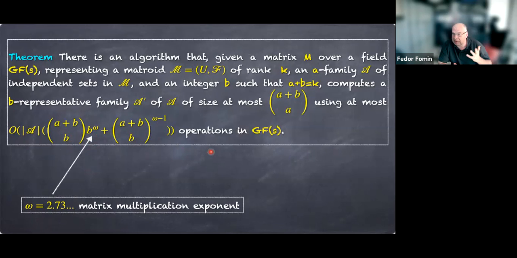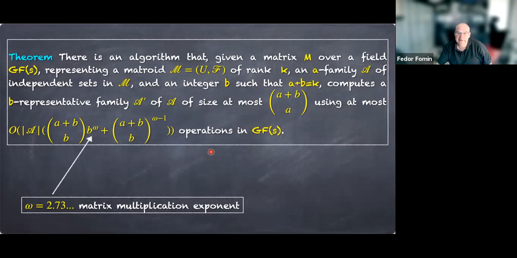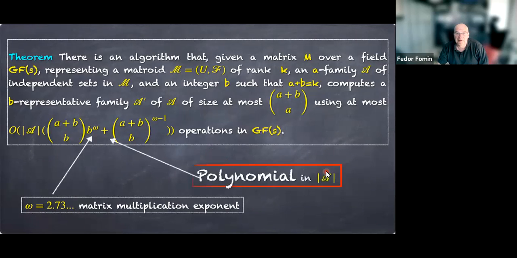This is the first algorithm which I give you out of several which really runs in polynomial time for all possible values of a and b. Okay, so let's start proving things.